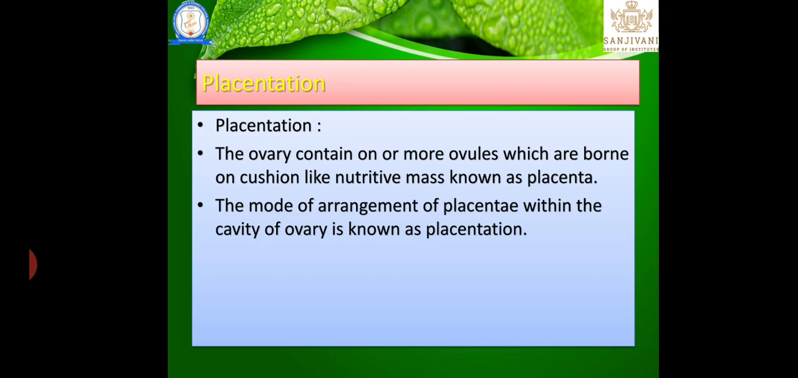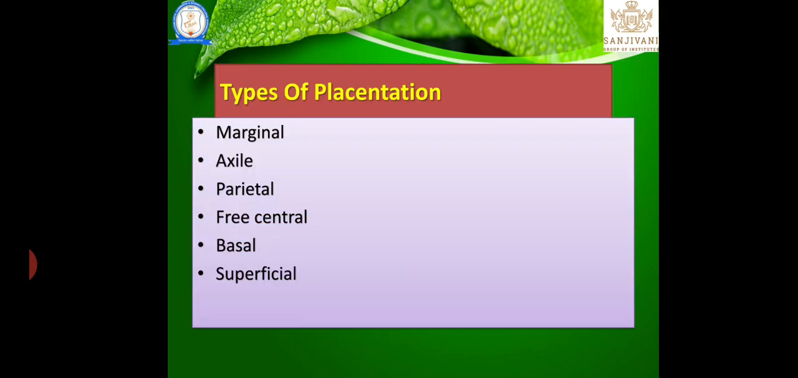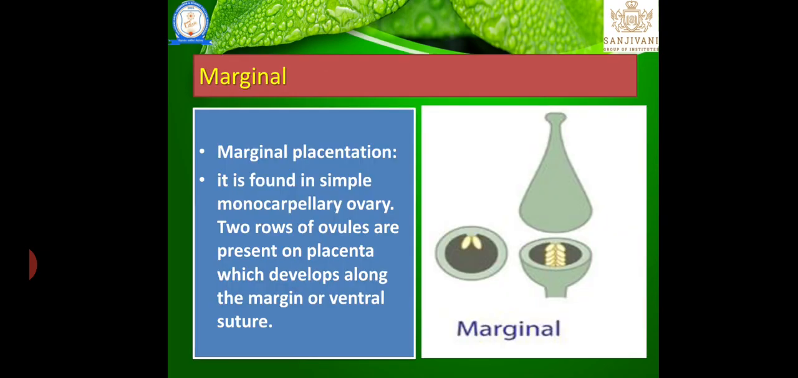Placentation: the ovary contains one or more ovules borne on a cushion-like nutrient mass, that is known as the placenta. The mode of arrangement of placenta within the ovary cavity is known as placentation. There are types of placentation: marginal, axile, parietal, free central, basal, superficial. Marginal placentation: the ovules are arranged on the margin of the placenta, that is known as marginal placentation.